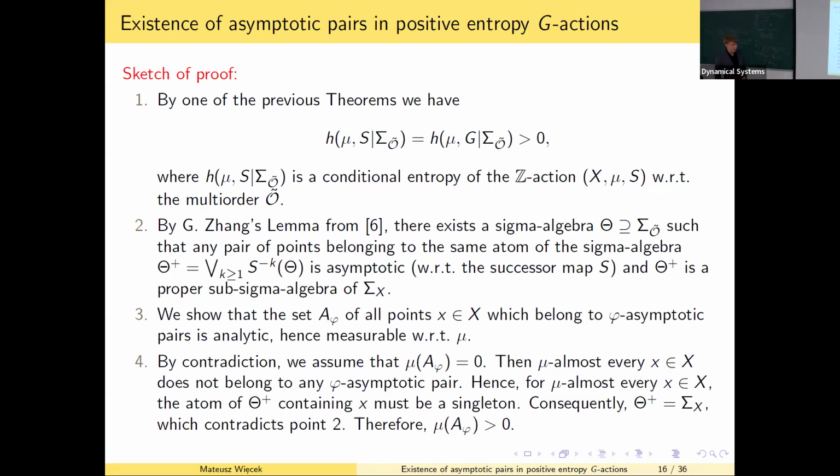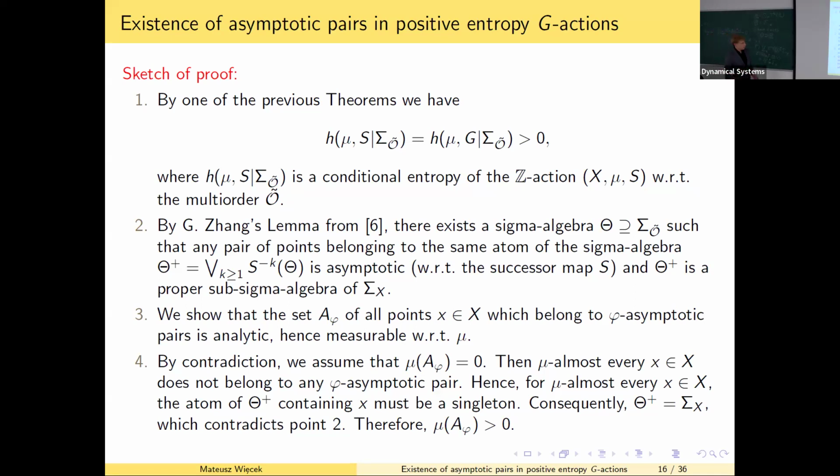And then by contradiction, we assume that this set has measure 0, so it would mean that mu almost every point x does not belong to any asymptotic pair. So in this case, by lemma 2 we know that any pair of points which belong to the same atom of this theta plus must be asymptotic, it means that for mu almost every atom, theta plus must be a singleton. So up to a measure mu, theta plus is equal to our Borel sigma algebra in this case. So we obtain a contradiction with our point 2. And this is the same idea as it was in the original proof of the theorem of Blanchard-Host-Ruette.